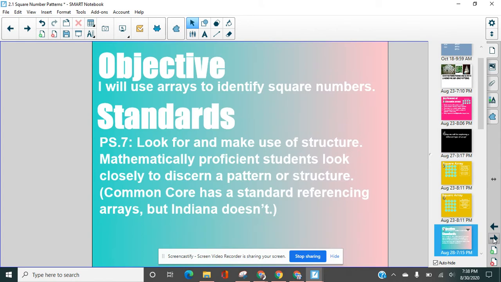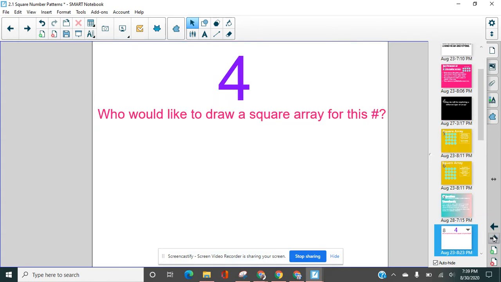Then, all right, so our objective today is to be able to use arrays to find and identify square numbers. And you can see we're actually looking for these structures and patterns. There's the word pattern in our standards here today.